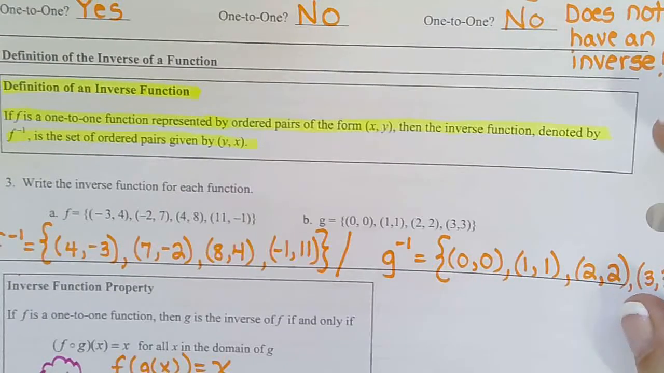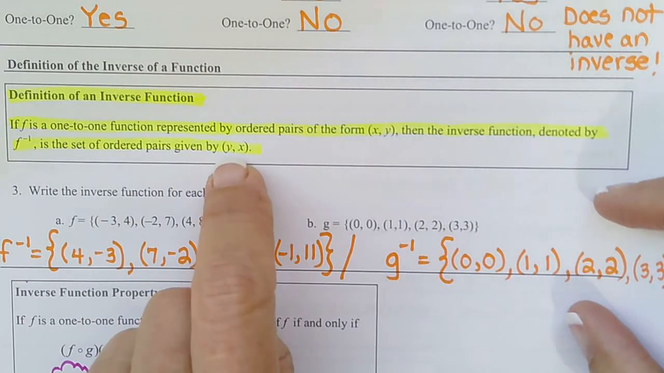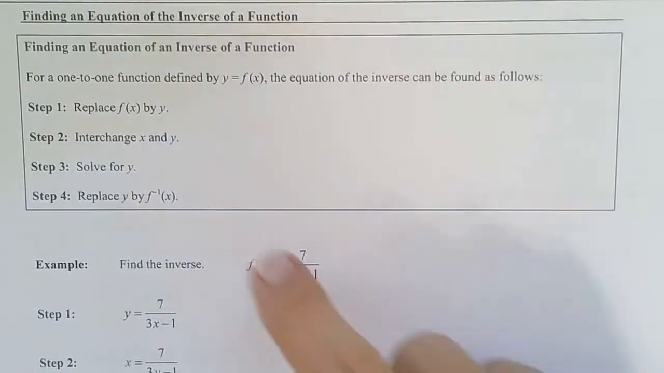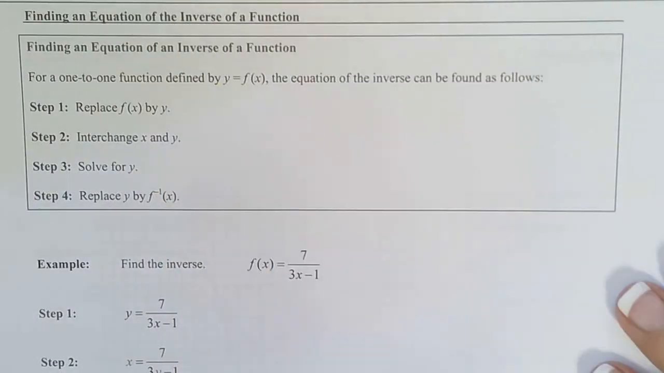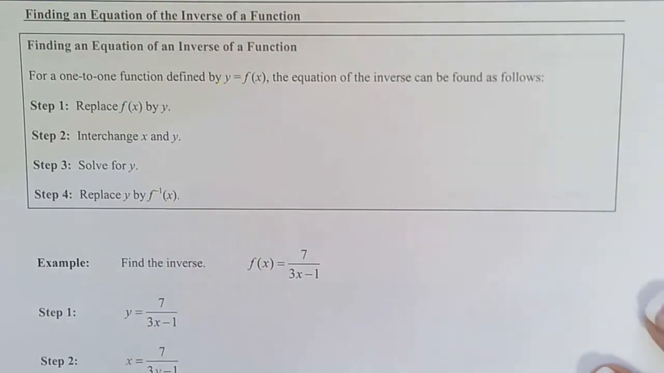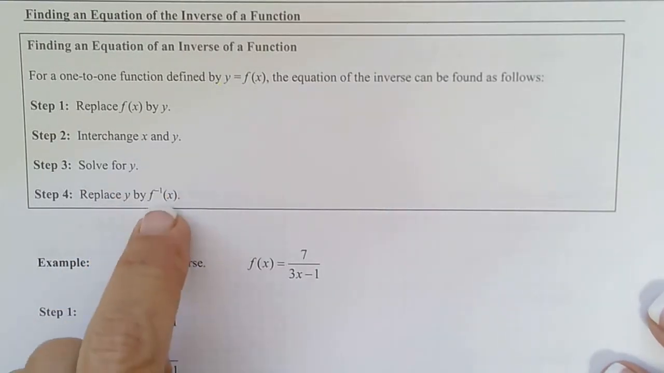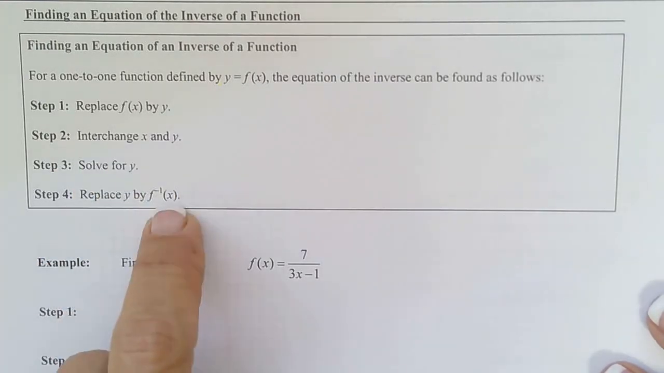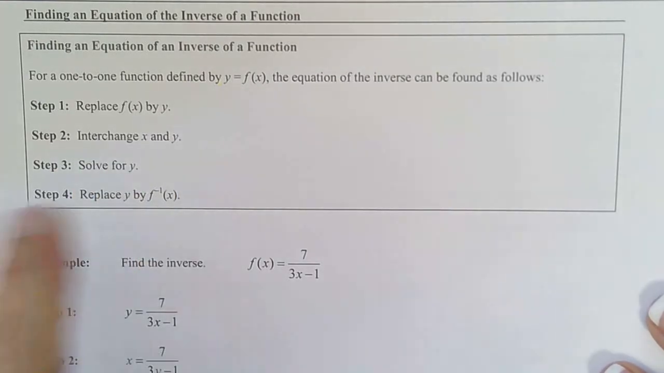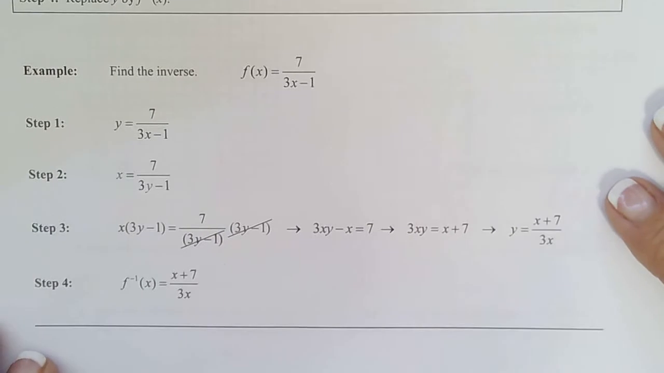The definition of an inverse is to switch the x and y. So when they're asking us to find the inverse, it makes sense that step 2 would be interchange x and y, because that's the definition. Then we solve that new equation for y, and then we replace the y at the end. So we're just undoing this step, but we're replacing it with f inverse since we interchanged x and y. So let's do those 4 steps here.